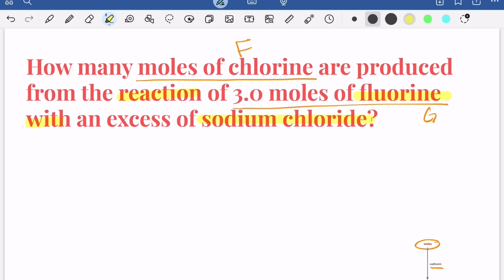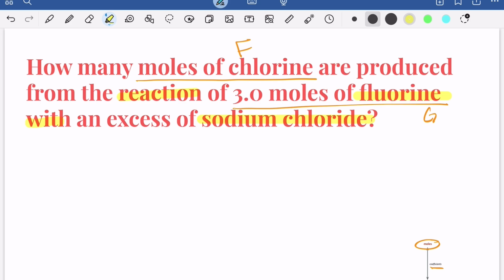Now, when you see the word excess, don't worry about it. It just means you have a lot of it. So it's kind of like if you went in the kitchen and you say, I have only 1 box of flour, but I've got a dozen eggs, right? You've got a lot of eggs. You have excess eggs, but you just have a little bit of flour. So that's essentially what this is telling you.